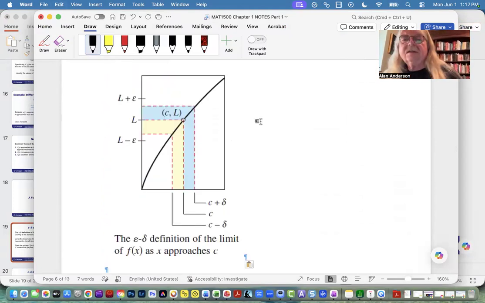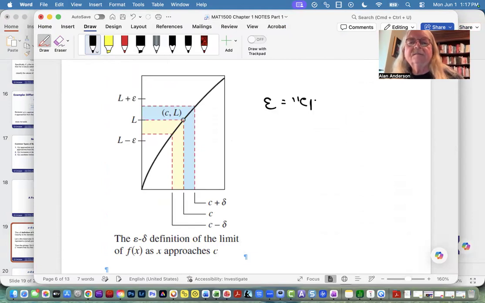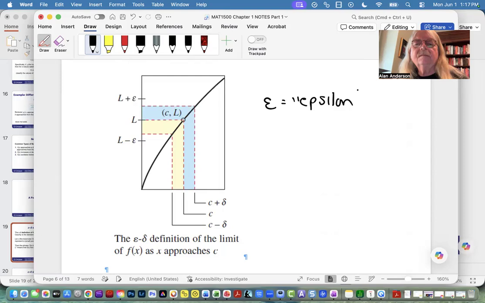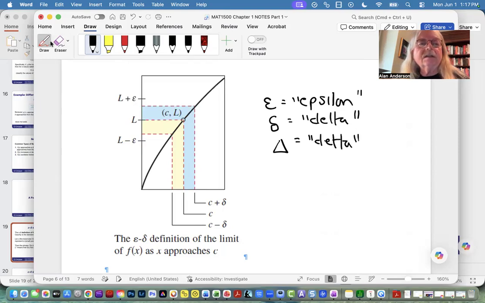By the way, this is the Greek letter epsilon. And this is actually the lowercase delta. You've seen the triangle being referred to as delta. The difference between the two is that the triangle is the uppercase version, and this one is lowercase. Okay.